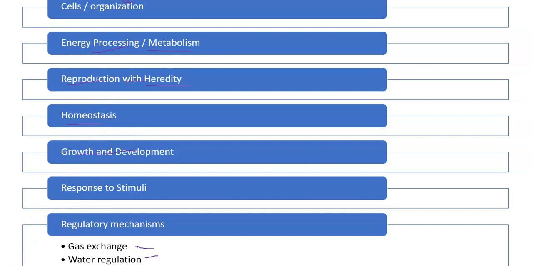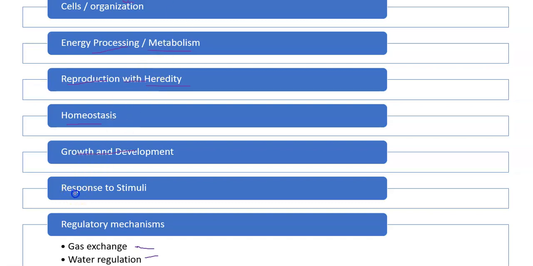Growth and development is another characteristic of life. This is just saying that living things will grow over time, and they will develop. Now, living things have different growth and development patterns, so we're not saying that there's a specific pattern that needs to be followed. We're just saying that living things will do that, right? Because seeds develop differently than we do as babies.